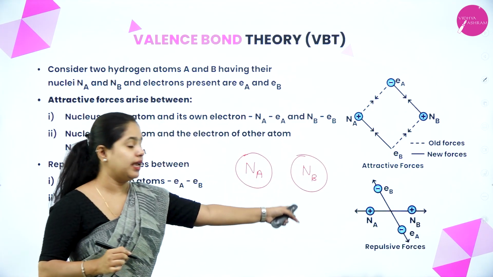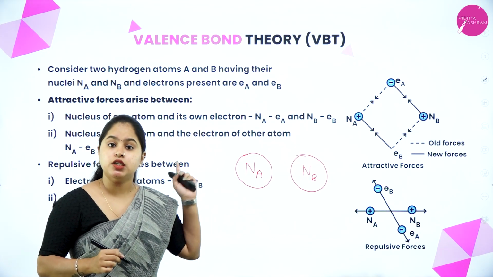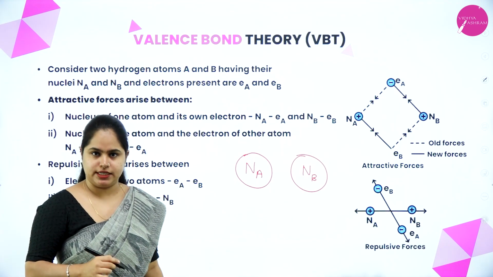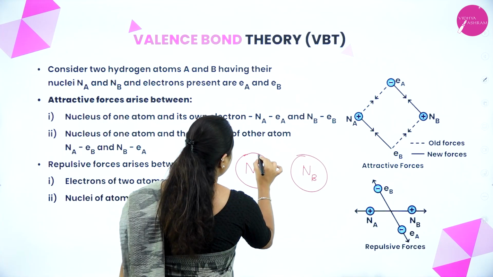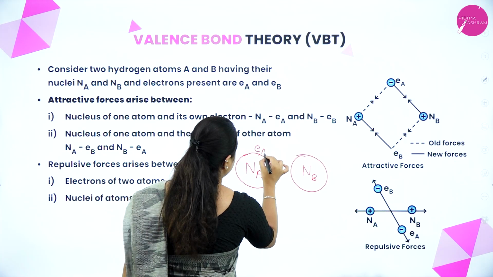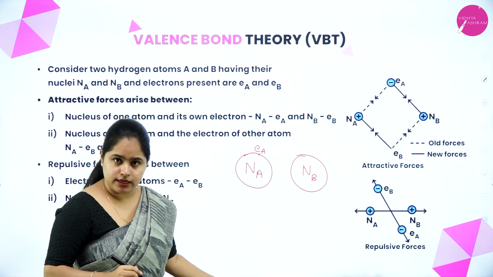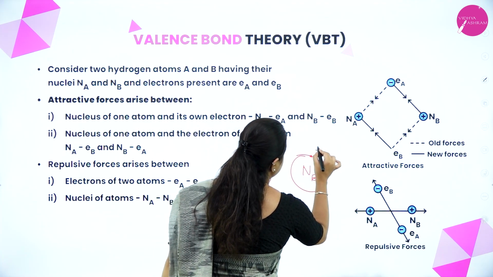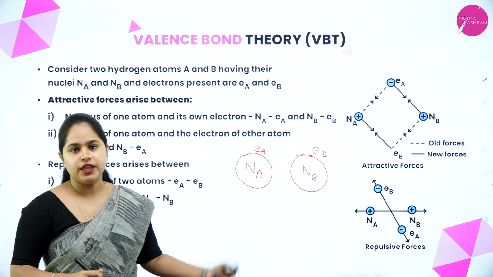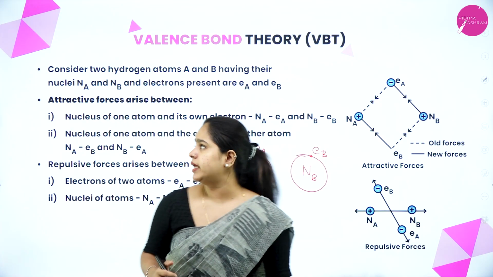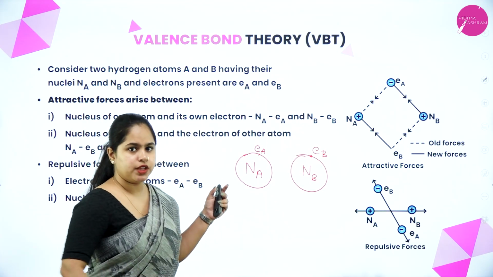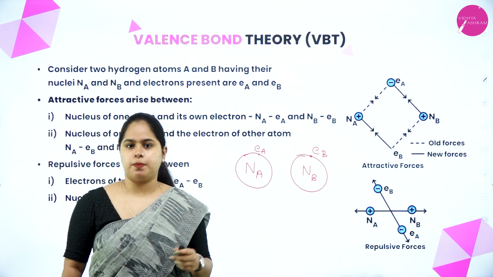So what are Na and Nb? Na is the nucleus of atom A and Nb is the nucleus of atom B. We know that electrons will be present here, and the electron present in atom A is represented as Ea and the electron present in atom B is represented as Eb. Till here it is clear? Now, as you can see, two atoms are here, and the nucleus and electrons are represented.